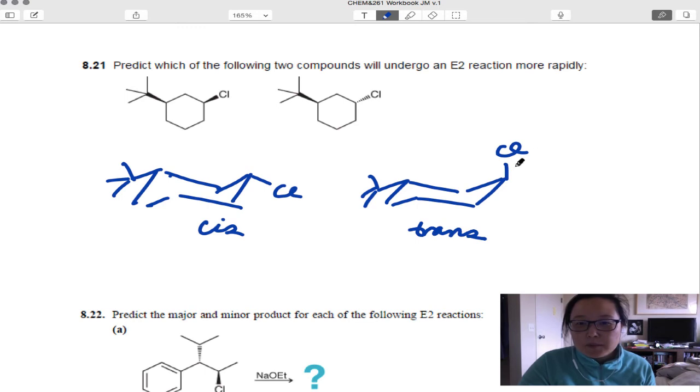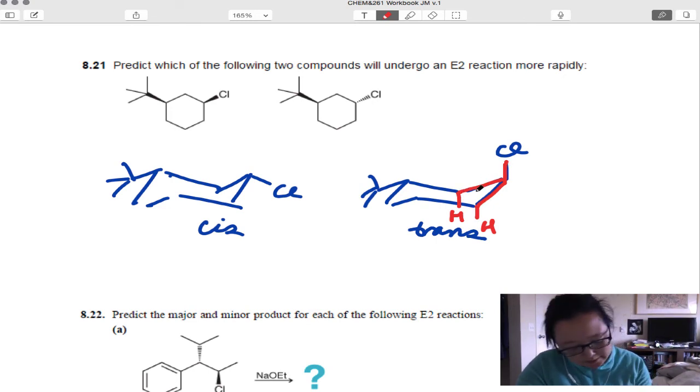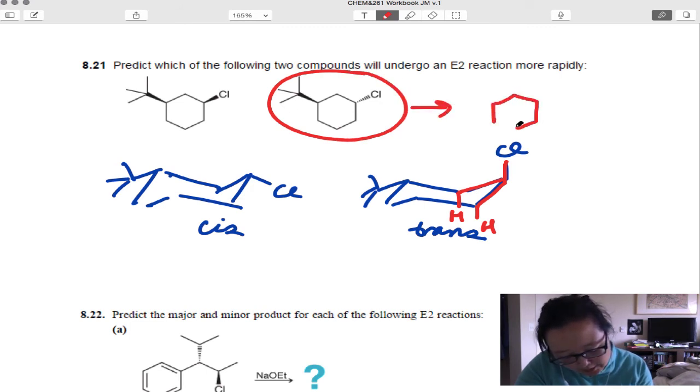And in fact, that's what we want because the axial hydrogens nearby, my beta hydrogens, are going to be ideal for the orbital alignment needed. So these are both going to be aligned much better for quicker E2. So this will react more rapidly and you'll get a mixture of these two alkene products.